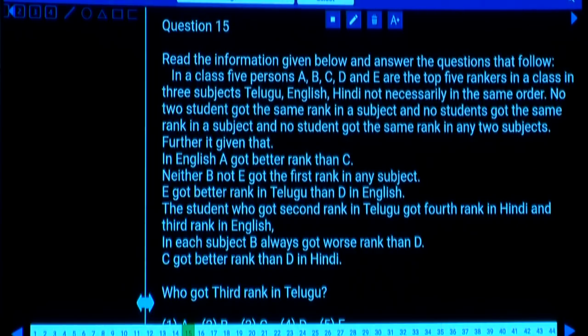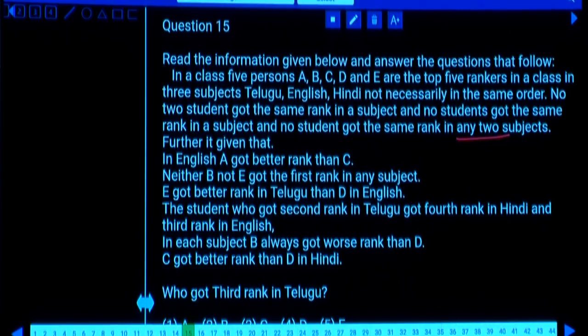And how many persons are there? A, B, C, D, and E are the 5 persons. And these 5 persons are the top 5 rankings in a class in 3 subjects. What are those 3 subjects? Telugu, English and Hindi. Not necessarily in the same order. No student got the same rank in 2 subjects, and no student got more than 1 rank in a subject. Clear?